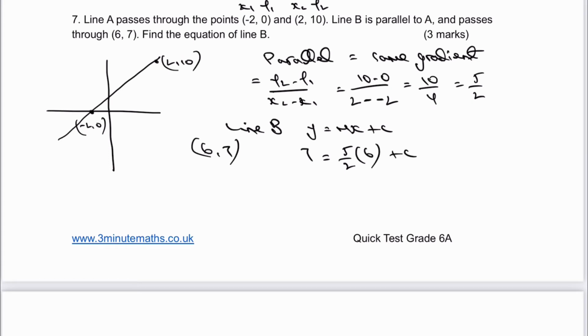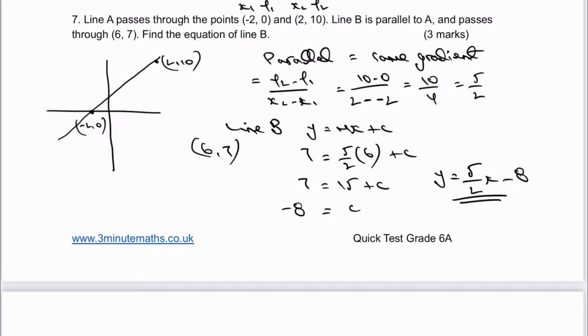Okay, and when I calculate that out, I get 7 equals 15 plus c, so therefore c is going to equal minus 8. So my actual equation of line B in the form y equals mx plus c is going to be y equals 5 over 2 x minus 8, and that would be the answer to question number 7. Okay, hopefully that's all right for you.